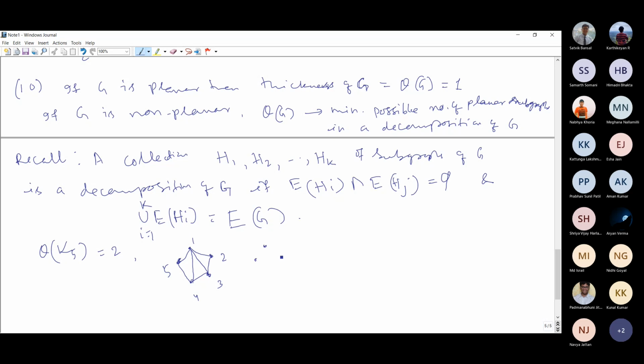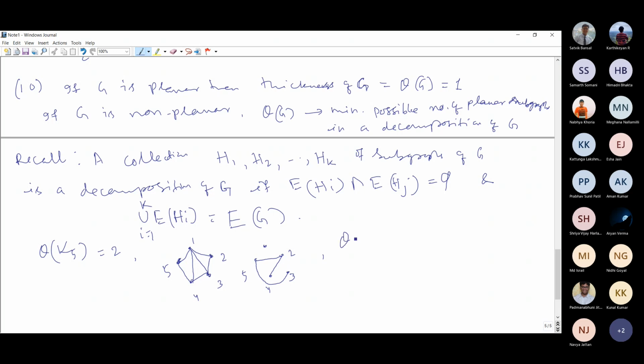Here, I can keep these connections in one layer, and then the remaining connections. What are the remaining ones? Here only 2, 3, 4, 5 edges are missing. Suppose I keep these edges in the next layer, and the 5, 3 edge is also missing. So I will keep these 3 edges in the second layer, layer 1 and layer 2. Therefore the thickness of K5 will be 2.